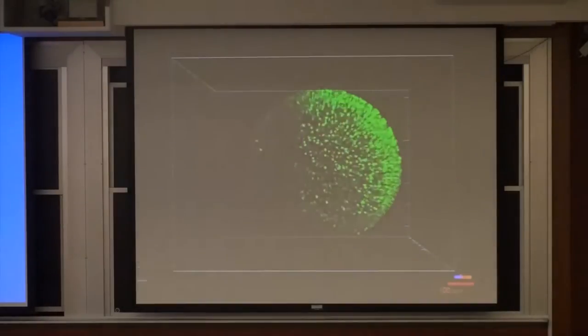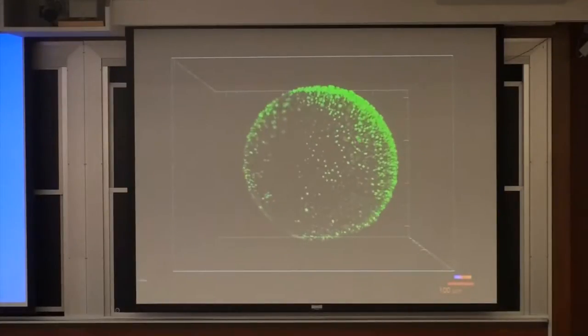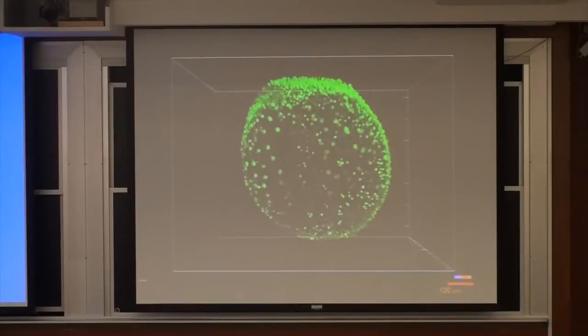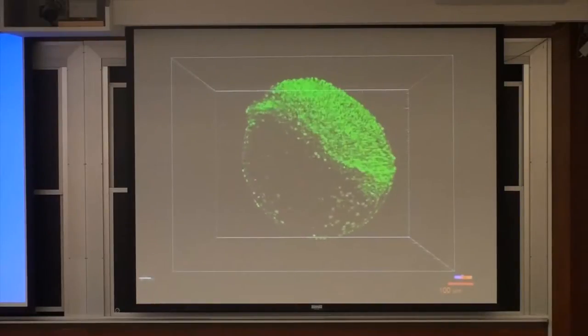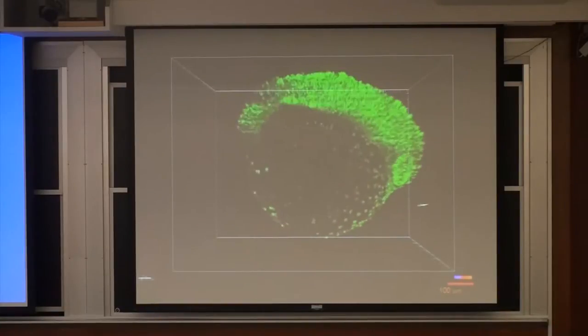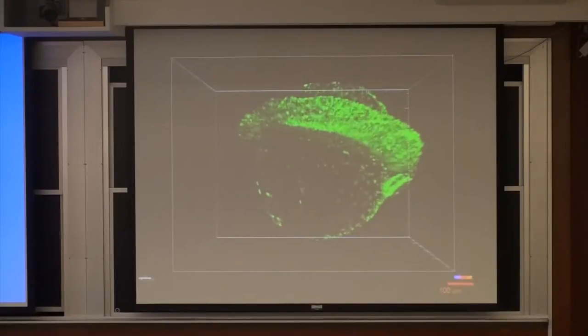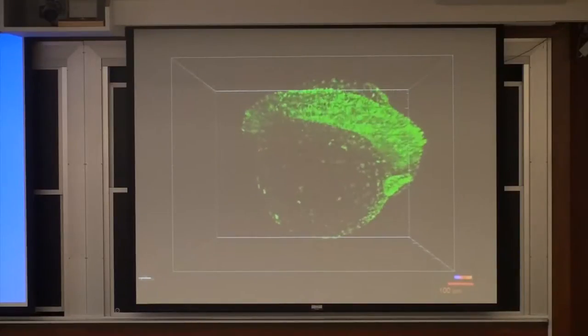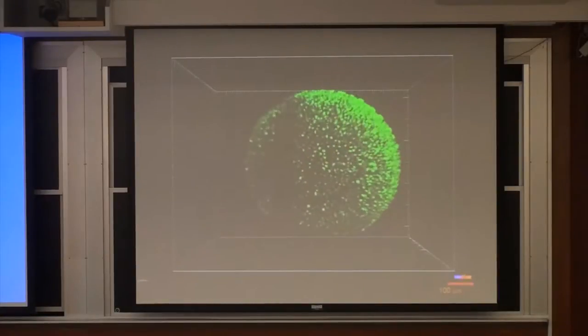So you can see one of the movies of embryo development. These are single cells labeled with histone GFP. And it formed the blastula, and it formed the neural tube. You can see the eye formation in this part. This is the eye socket formation, and this is the neural tube formation. So you can see the whole process with single cell resolution.